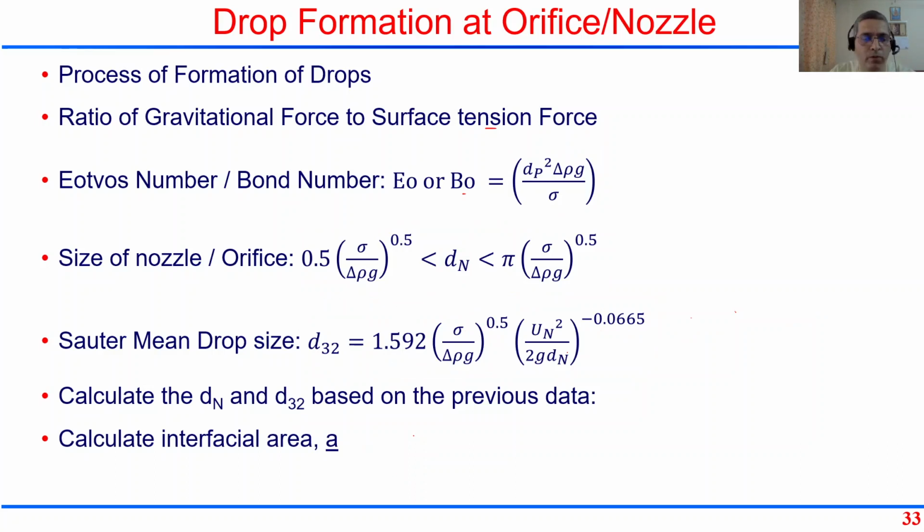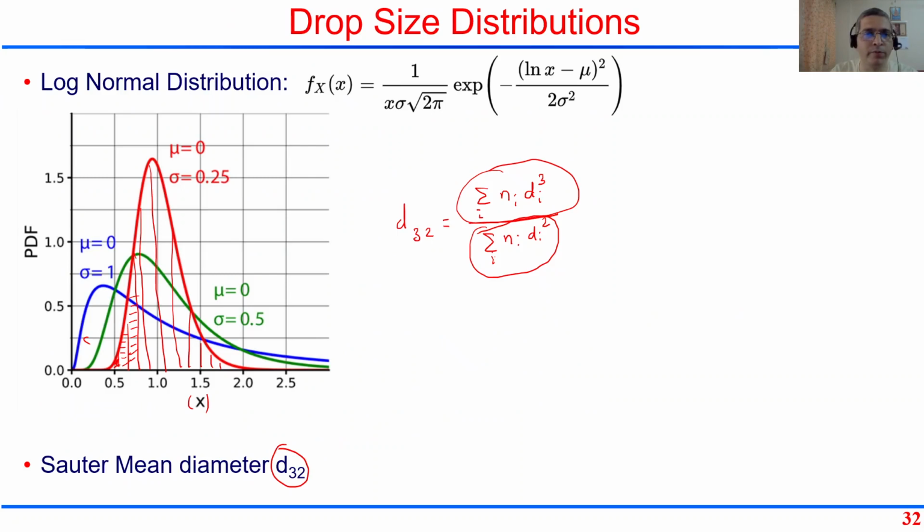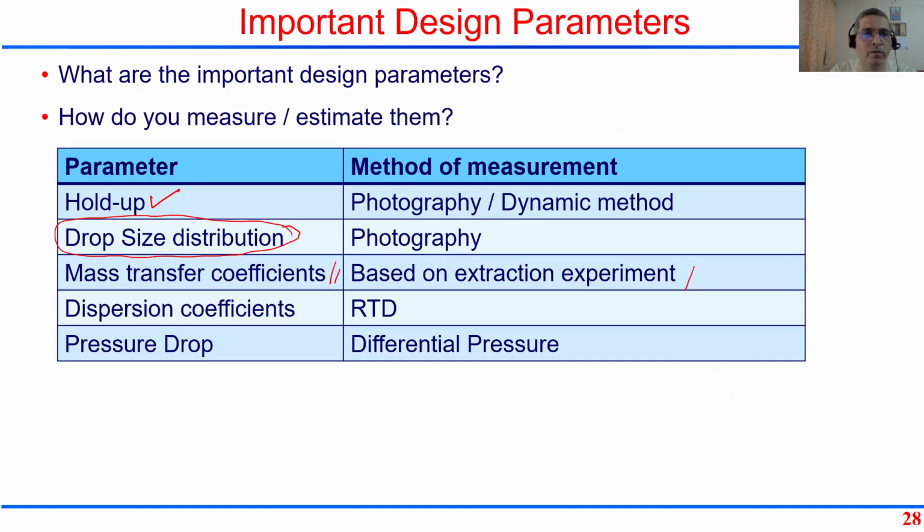Okay, let's go forward. Next thing that we would like to estimate, all these are fairly straightforward. You can just substitute the values and calculate. The next thing that we would like to calculate now, what is the next thing? What is the next design parameter? Next design parameter is our mass transfer coefficients, right? We have seen hold up, we have seen drop size distribution, we have seen mean drop size. Now the mass transfer coefficients.